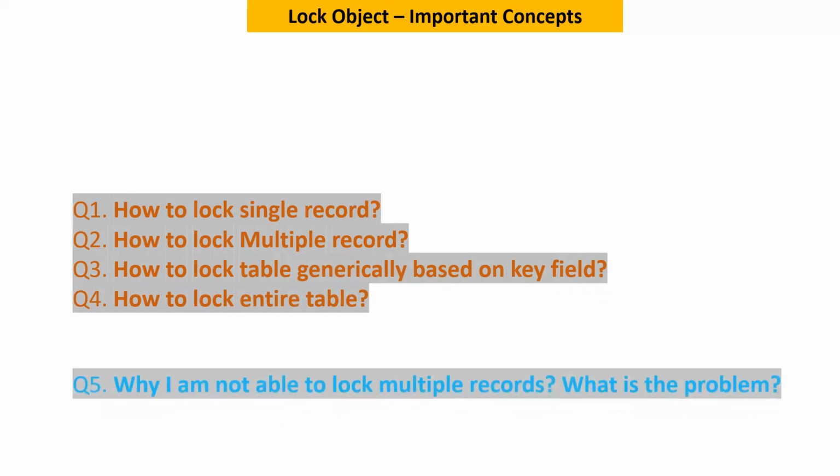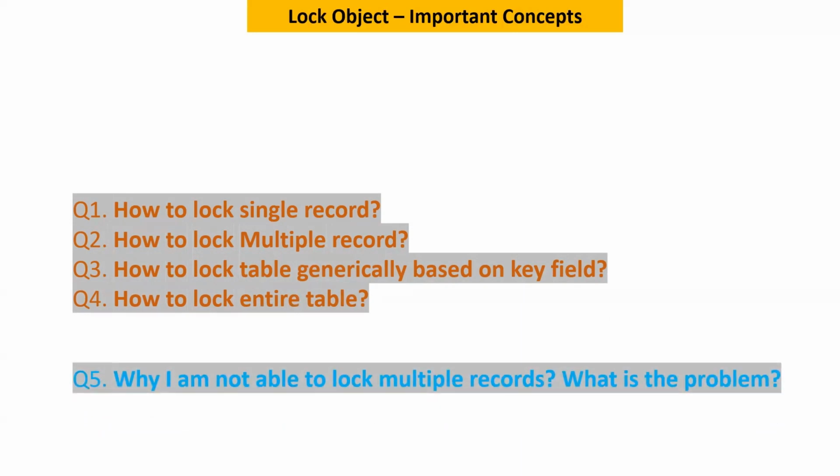In the next video, I will be discussing why I'm not able to lock multiple records. What is the problem? Sometimes when you are trying to lock multiple records, you will see that you are not able to. So what can be the possible reason behind that? Generally, it should not happen. So we'll try to understand why it happens.